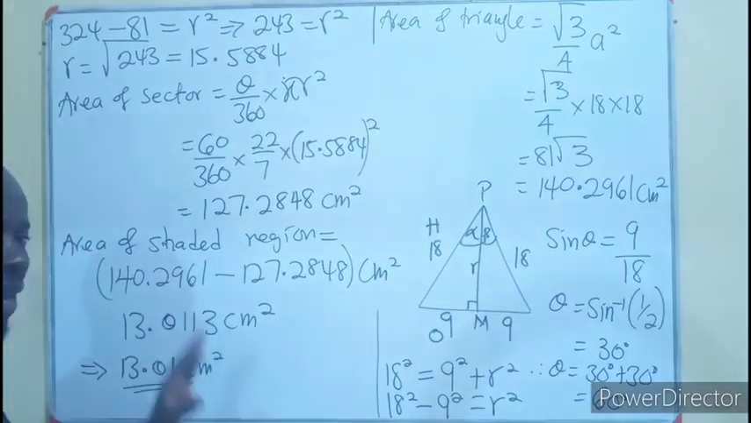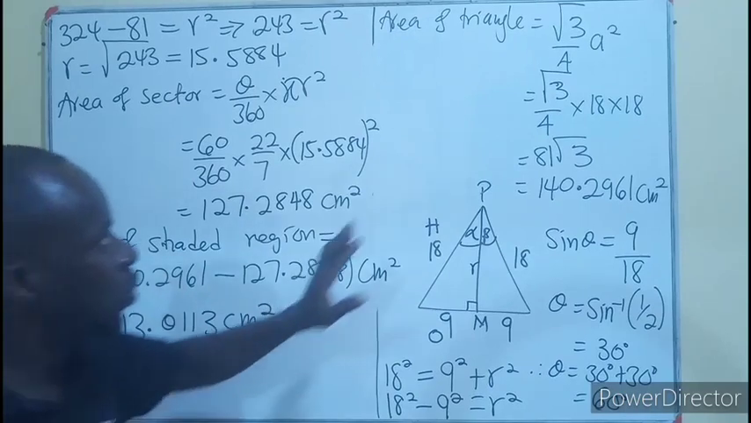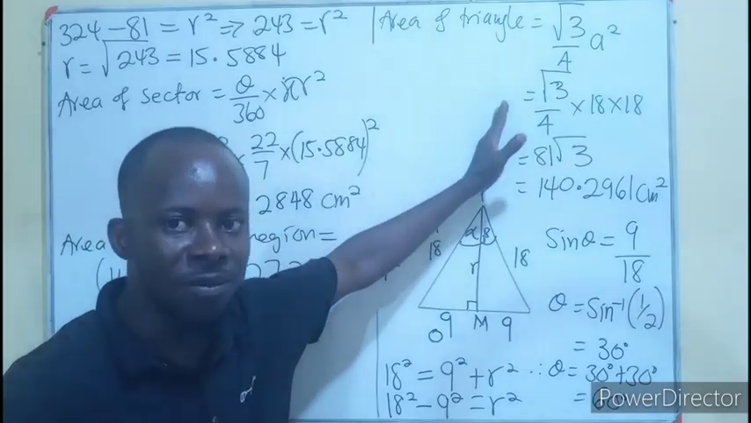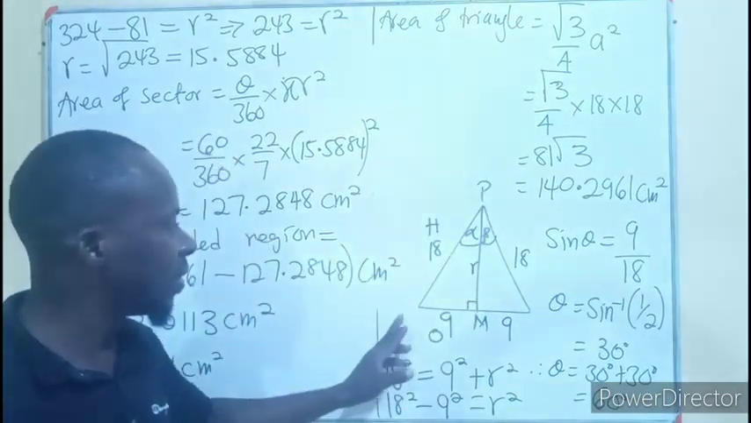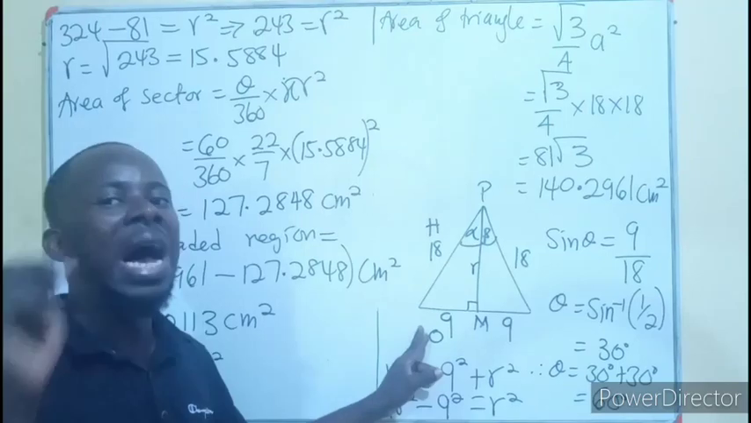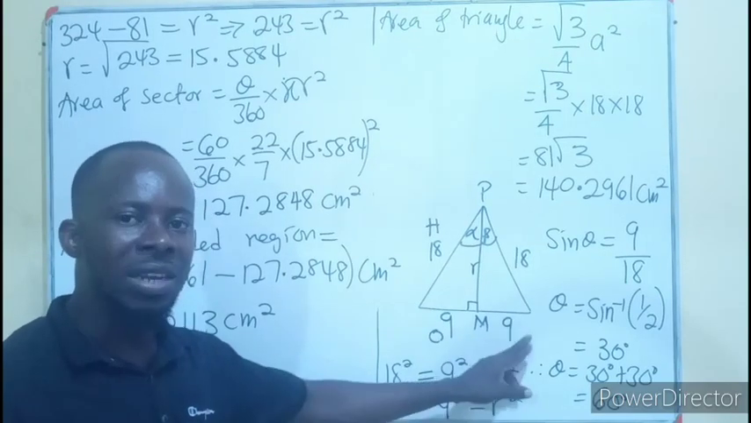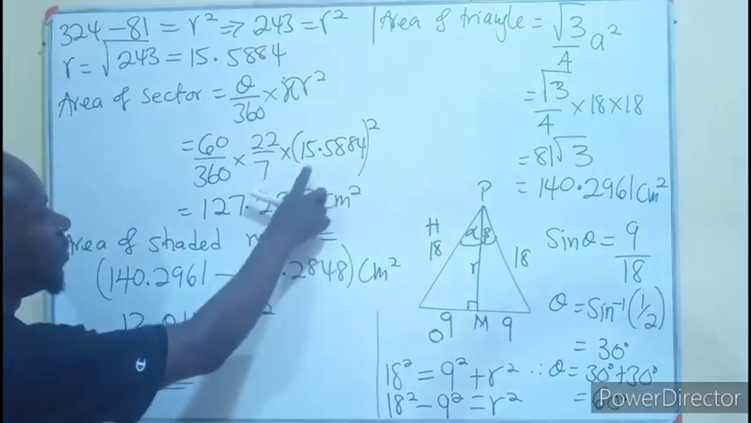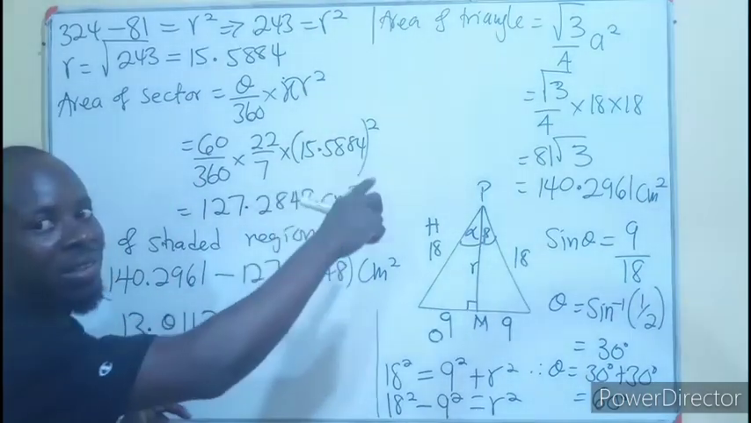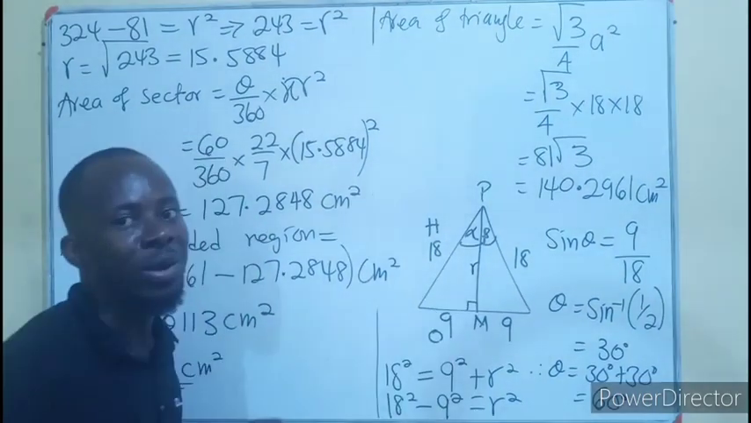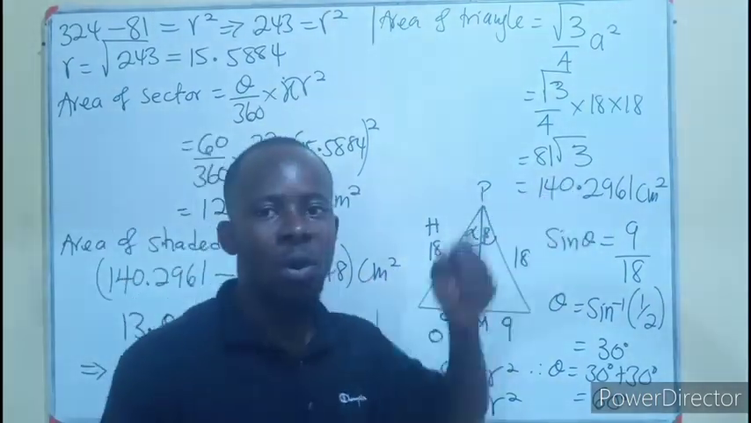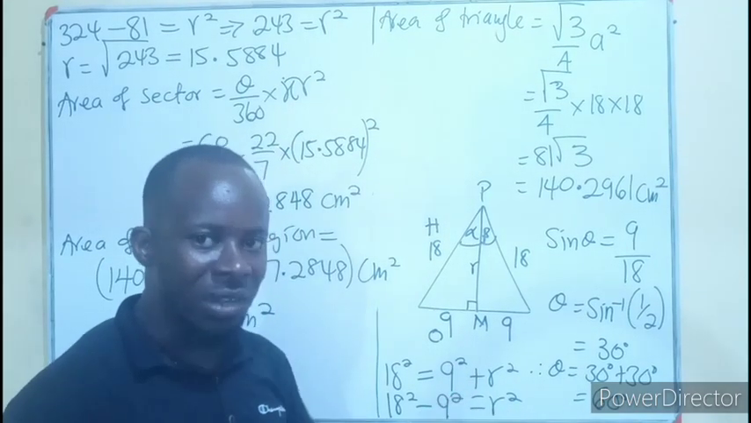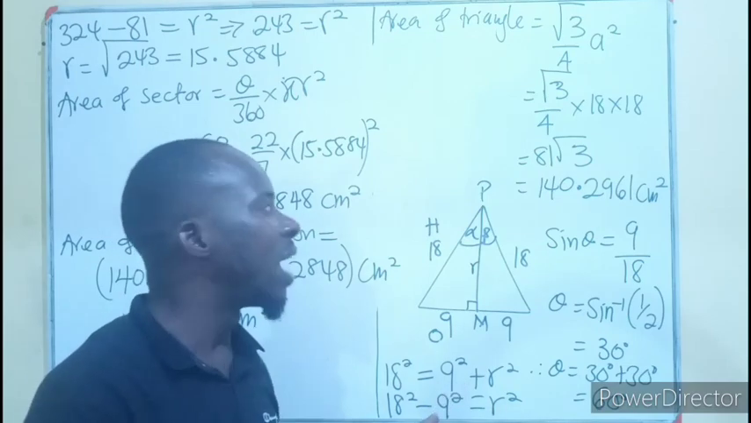I believe if you look at it carefully, you can see the steps we followed. You could also find the area of the triangle ignoring this formula and use half base, which is 18, times height, meaning half of 18, which will be 9, times 15.5884, which is the height. Don't forget the height is the same as the radius. You end up getting the same 140.2961.